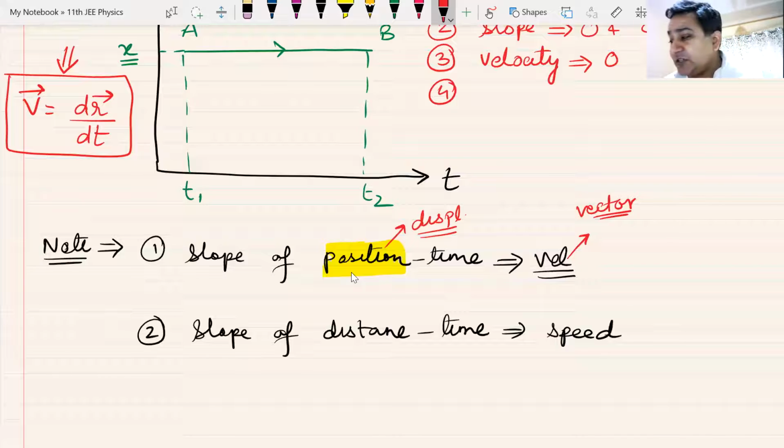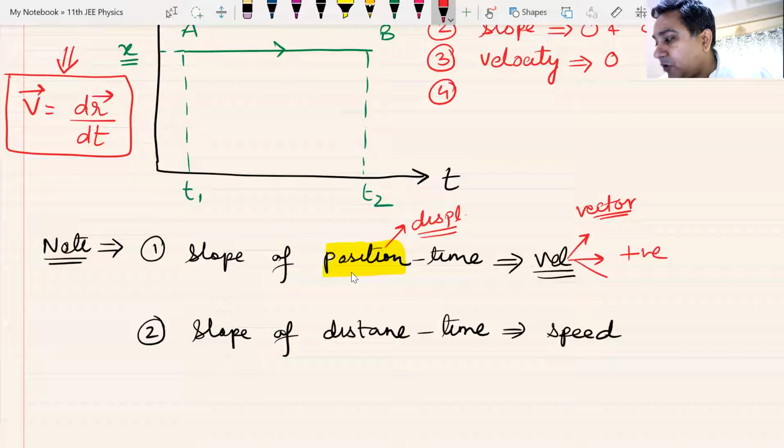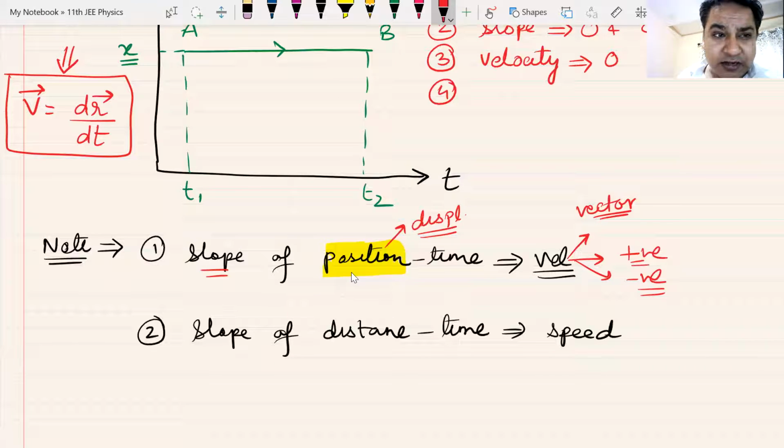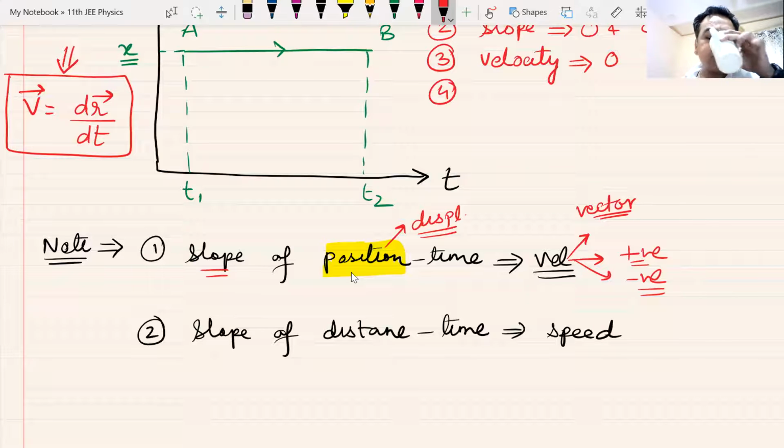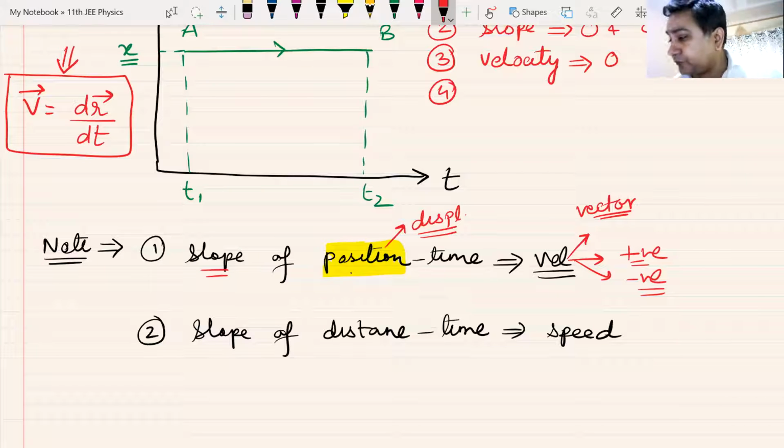when you have a position time graph, this velocity can be positive or it can be negative as well. So the slope of a position time graph can be positive or negative. Am I clear? Sir, the slope of a position time graph would be velocity. And since the velocity has direction and we are taking positive and negative for direction, it can be positive, it can be negative.